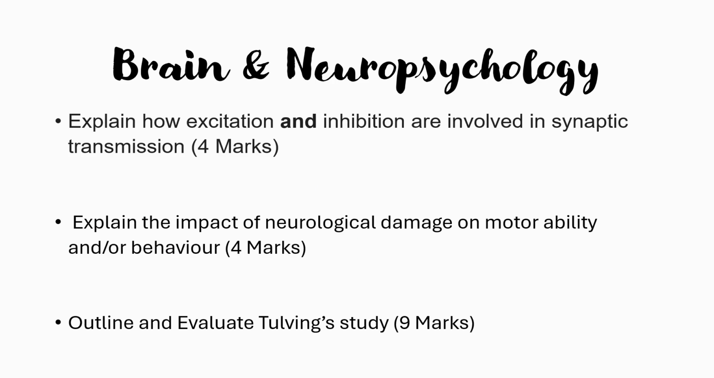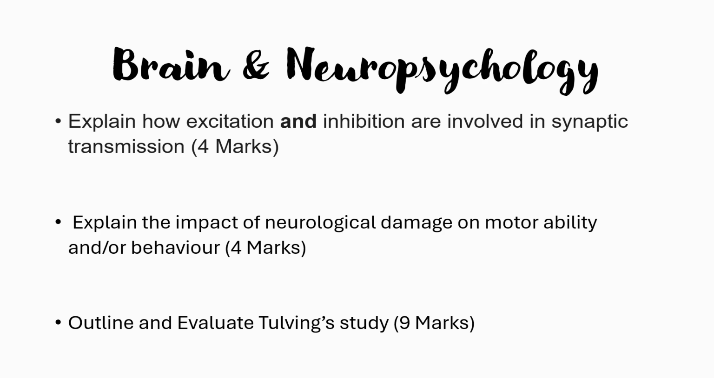And as you can see here, explain how excitation and inhibition are involved in synaptic transmission. Don't forget you could get the diagram. You could get asked to draw a diagram or label a diagram on both the neuron and synapse. Explain the impact of neurological damage on motor ability and or behavior. So that's terminology from the specification, so make sure you'd be able to answer that one.